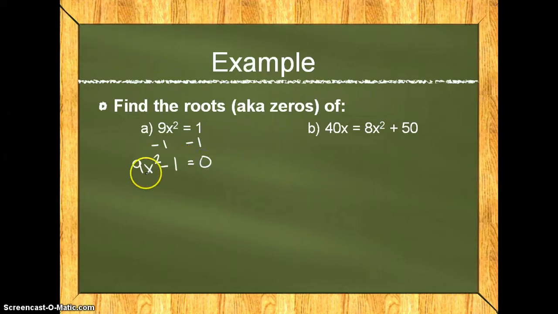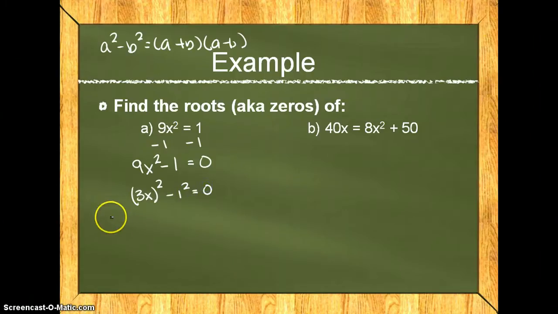From here, you can use the difference of squares, which states that a squared minus b squared is equal to a plus b times a minus b. 9x squared is the same thing as the quantity 3x squared, and then 1 is 1 squared. Therefore, you're going to get 3x minus 1 times 3x plus 1 is equal to 0.